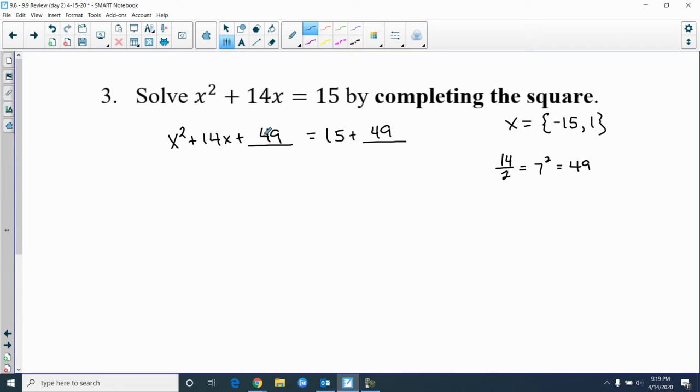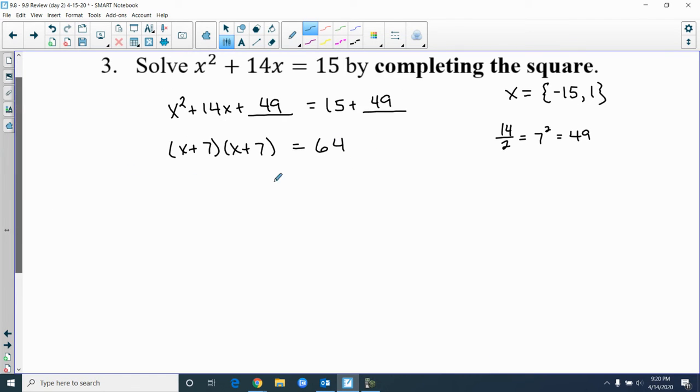Two numbers that multiply to get 49, add to get 14: 7 and 7. 15 plus 49 is 64. That is x plus 7 quantity squared equals 64. Once you've got that, take the square root.